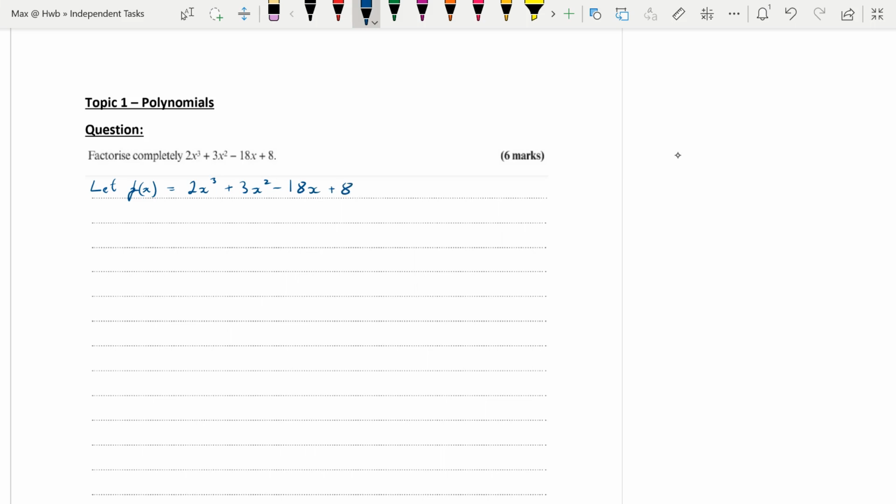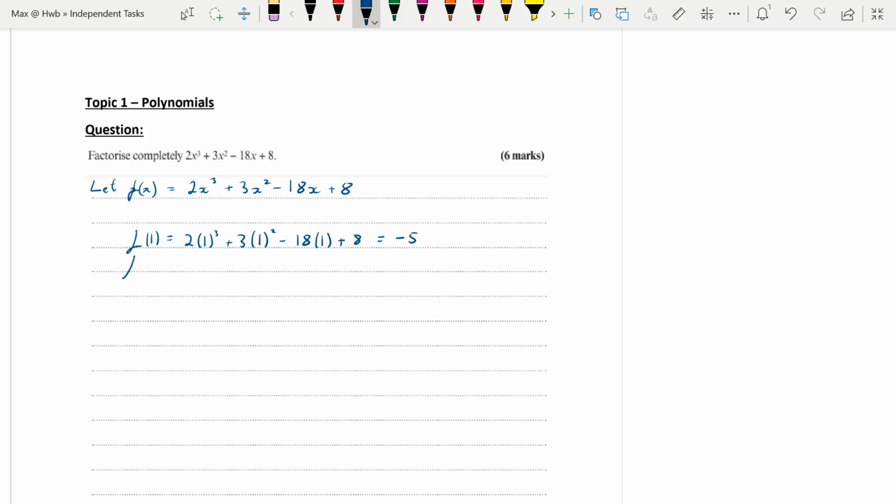Now, I'm just going to sub in some numbers. The first one I'm going to try is 1. I substitute 1 into the equation: 2 times 1 cubed plus 3 times 1 squared minus 18 times 1 plus 8. If I type that in my calculator, I get -5, which means it's not a factor. What I'm trying to get is for this to equal 0. If it equals 0, it means I found a factor, okay?